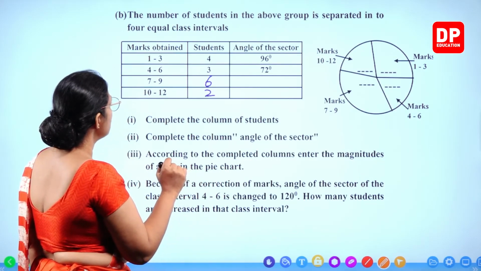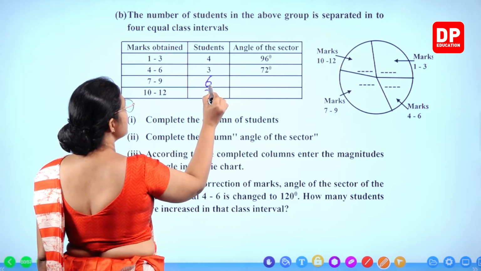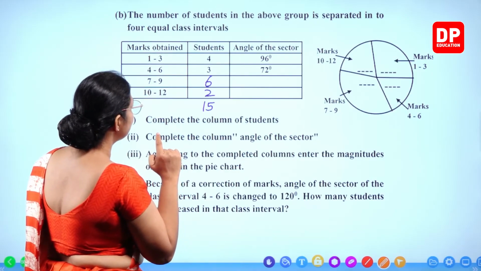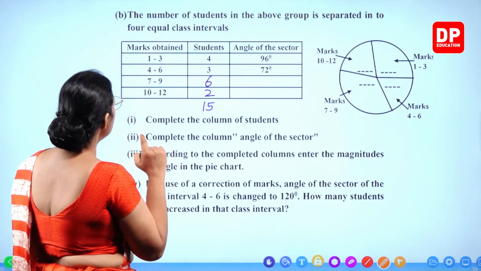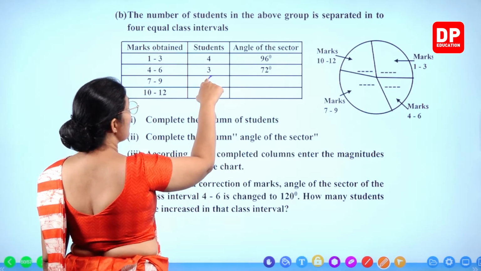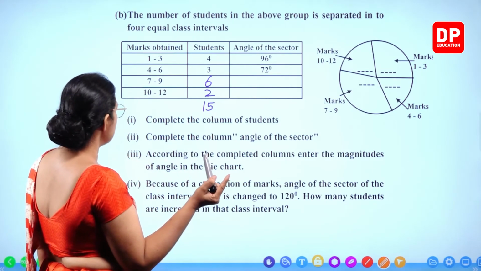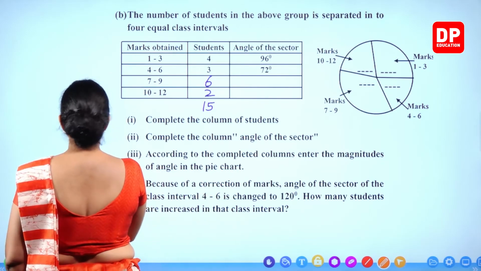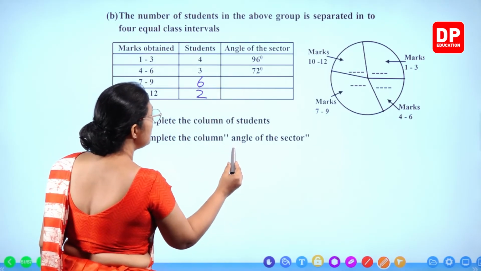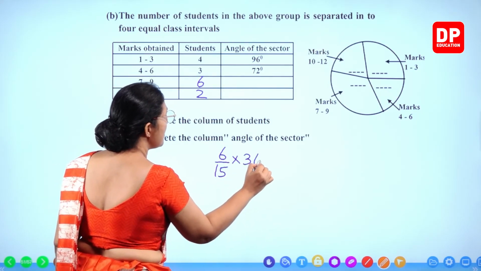How you find the angle of the sector? Altogether, how many students? 4 plus 3, 7, 6, 13, 15 students are there. To find out the angle, you can get the fraction first, 6 divided by 15 as a fraction and multiply by 360. So let's do that. So this is 6 and 2 and I can take 6 out of 15 multiplied by 360.